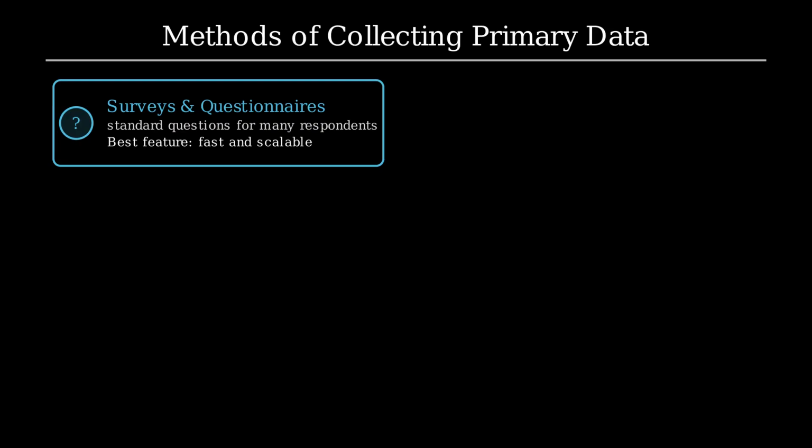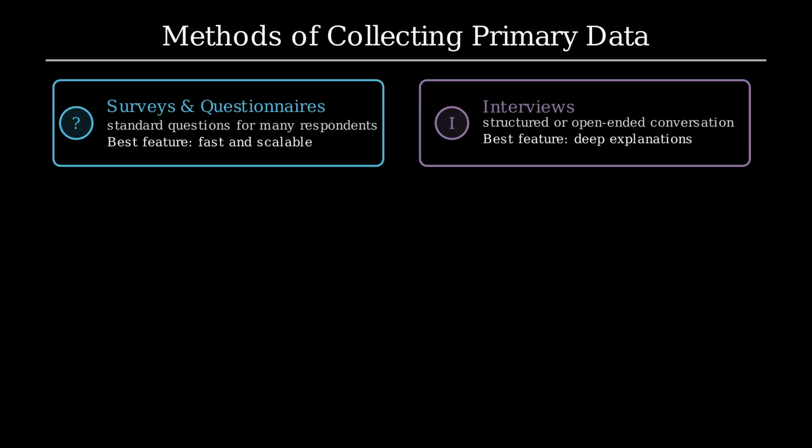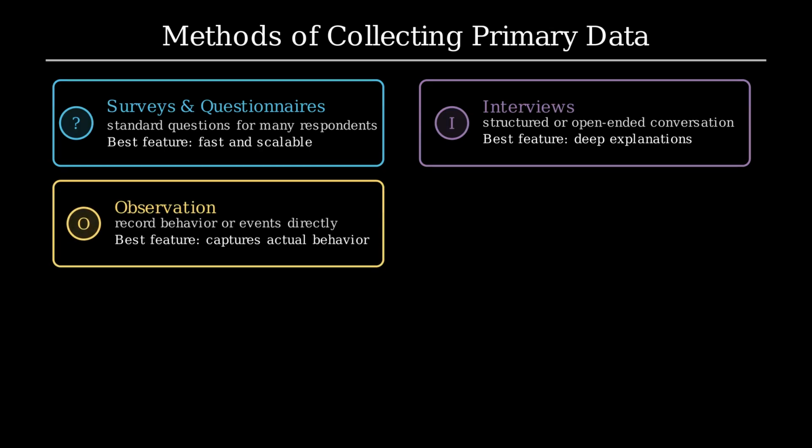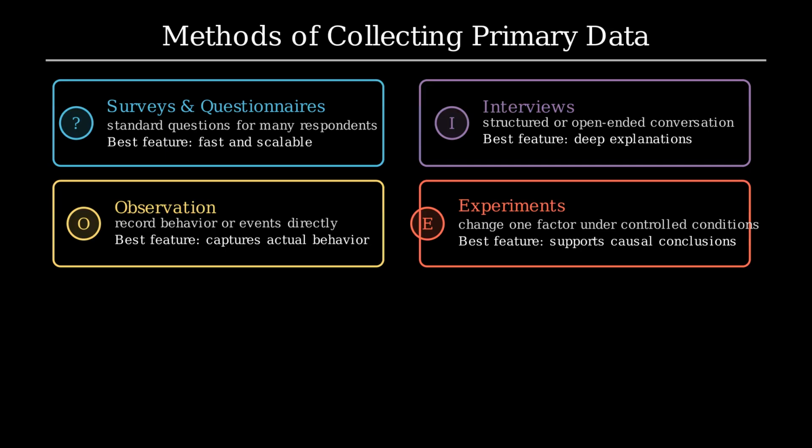Surveys and questionnaires ask standardized questions and can reach many people quickly. Interviews allow follow-up questions and provide detailed explanations, but require more time. Observation records behavior directly, without relying only on what people say they do. Experiments deliberately change an explanatory variable while controlling other factors.